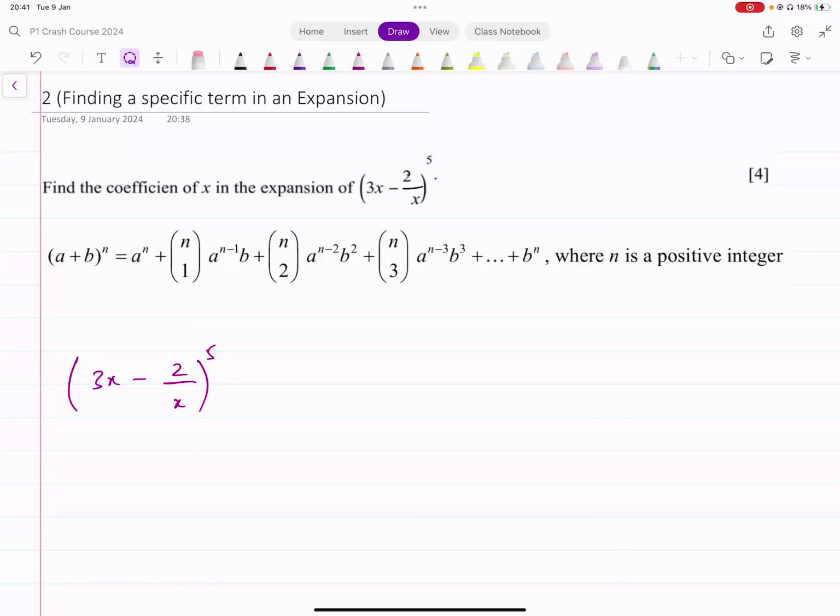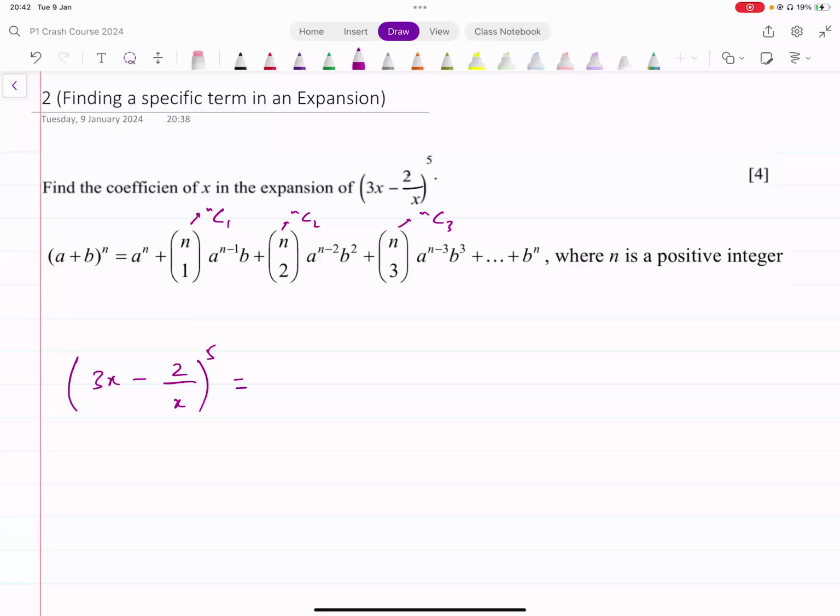Okay, so let's look at this. (3x minus 2 over x) whole raised to power 5. We need to find the coefficient of x. Now, how do we go about this? This is the formula that we have. Remember, this is nC1, this is nC2, this is nC3. All we need to do now is use the same formula and expand this thing.